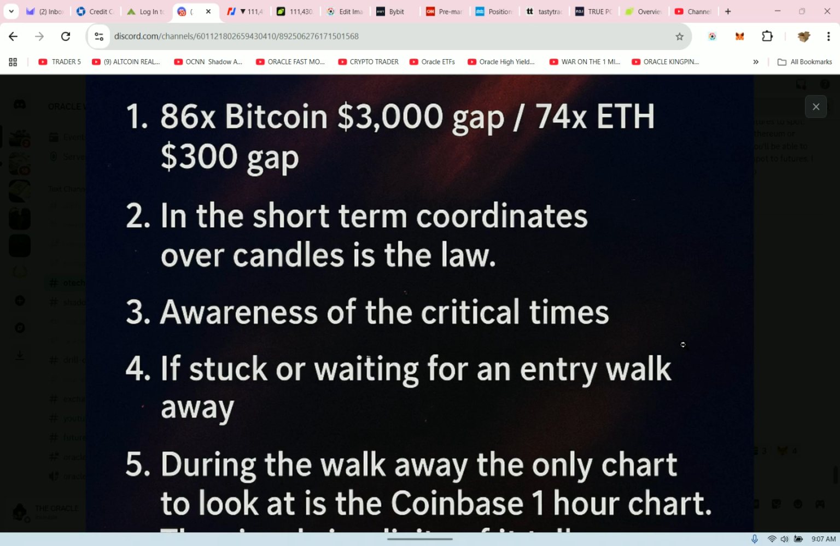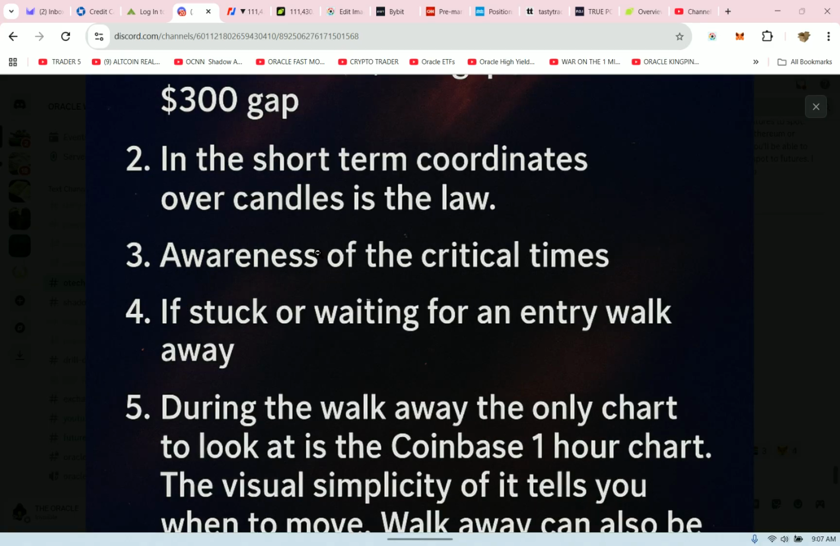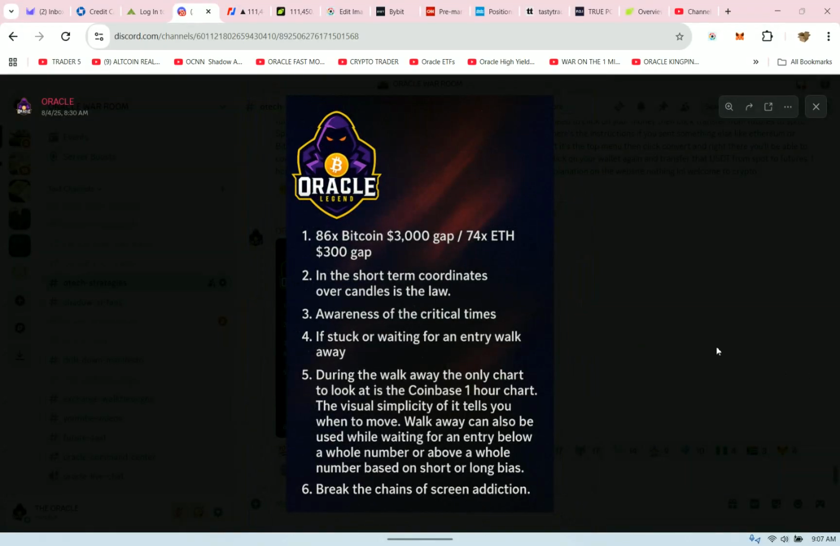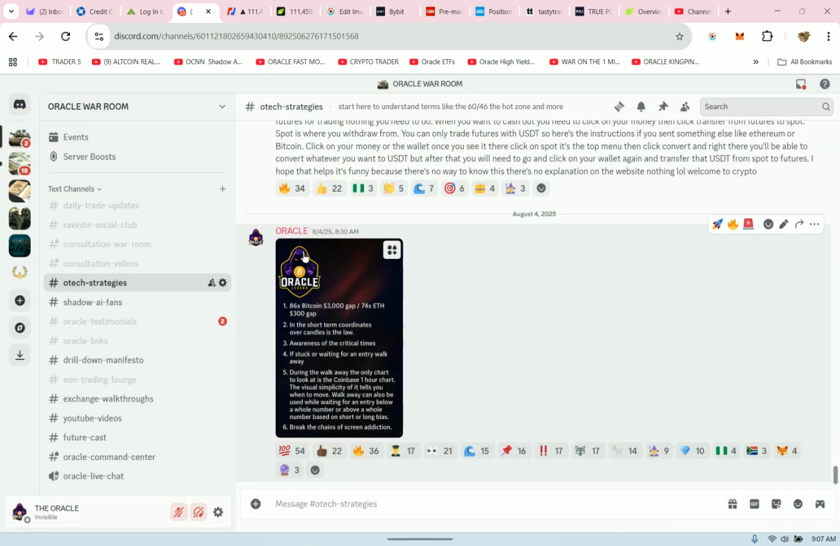In short, not short or long, but just in general, coordinates over candles. That's the law. Awareness of critical times. I'm telling you, a pump could be incoming. So I'm not going crazy right now. If stuck waiting for an entry, walk away. Use what? The Coinbase 1 hour chart. When you're in a trade, use the Coinbase 1 hour chart.